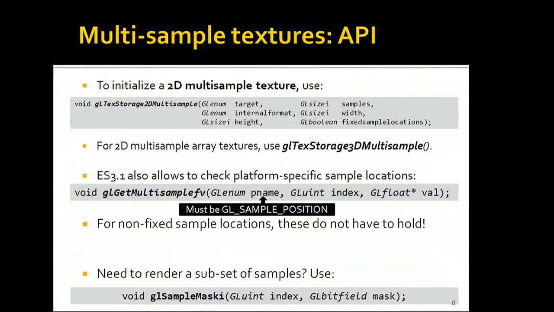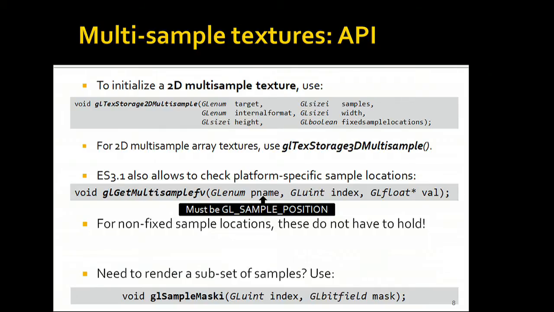OK, last but not least, if you are interested in rendering only a subset of samples, you can control that with glSampleMaski. Again, there's two arguments in here. The first one is the index, and the other is the mask. The thing is, has anybody ever worked with this function? So what this means, this is a mask, right? So it is not limited by the specification that you can use only up to 32 samples for a texture. You can use, for instance, 64.